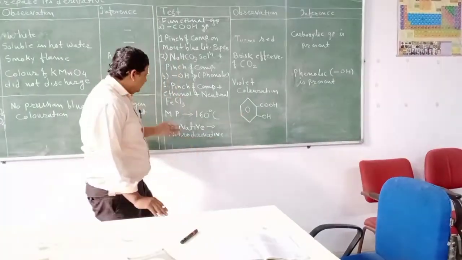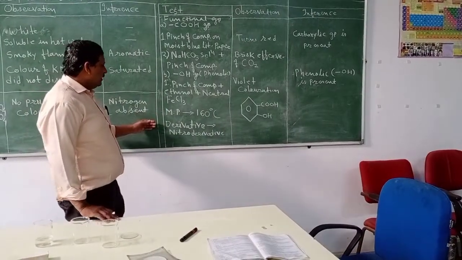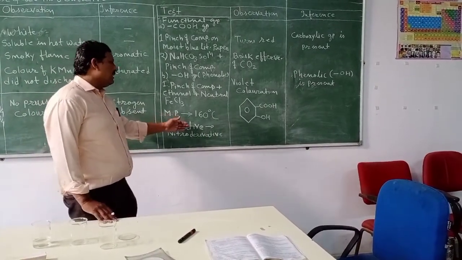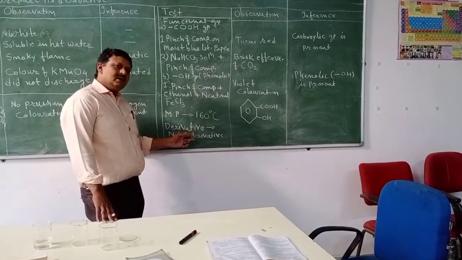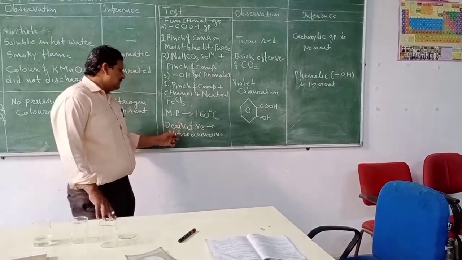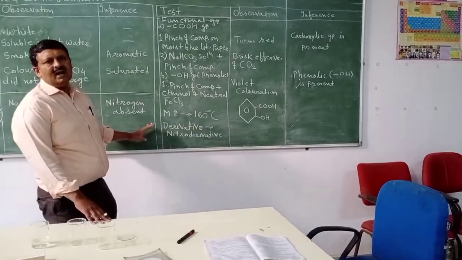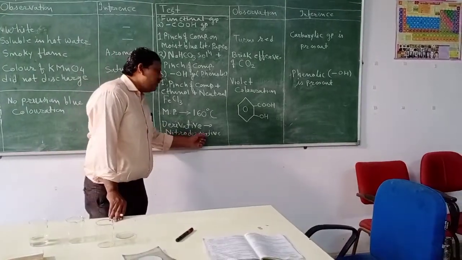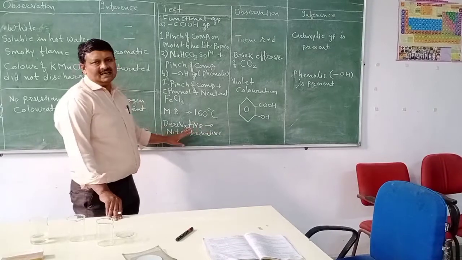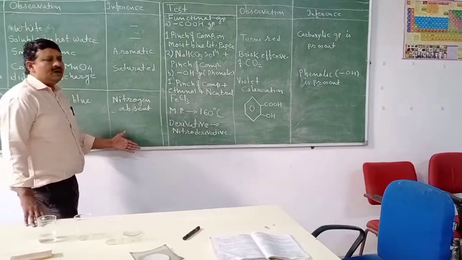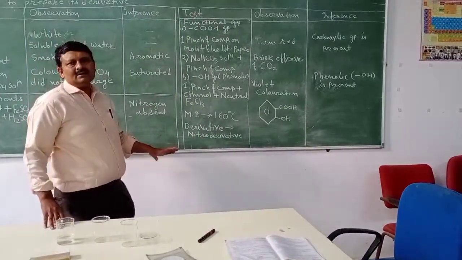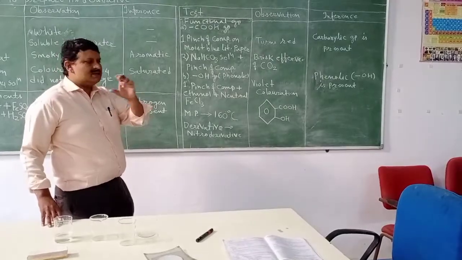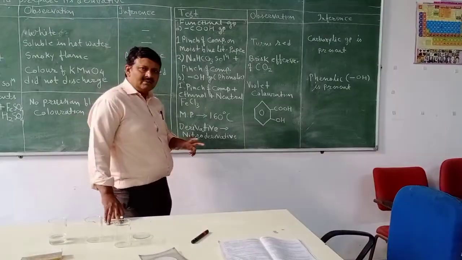After that, what we have to do? We have to prepare a derivative of salicylic acid, as various derivatives are there. Out of that, we will prepare the nitro derivative of salicylic acid. For that, we have to take the salicylic acid, that is nothing but the given organic compound.